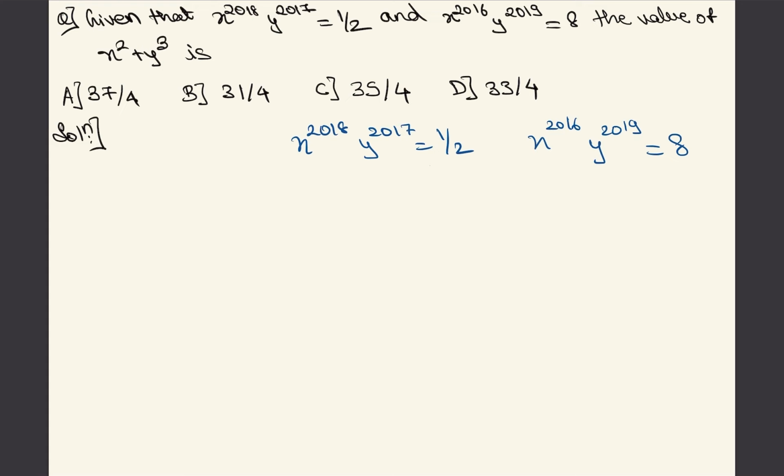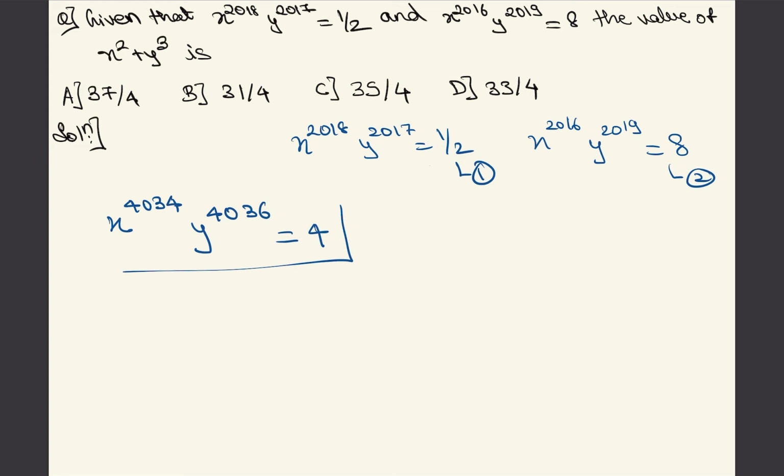Let's take equation 1 and this is equation 2. Let's multiply these two. If we multiply these two, x to the power 2018 plus 2016 will become 4034. Y becomes 2017 plus 2019, which is 4036. And the right-hand sides get multiplied, and this becomes 4.